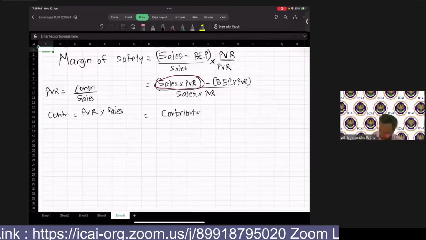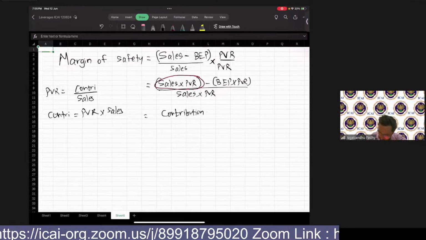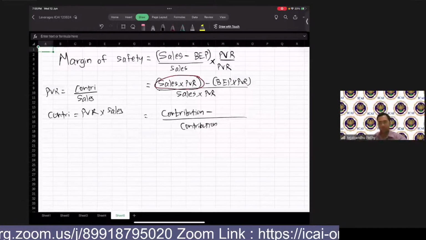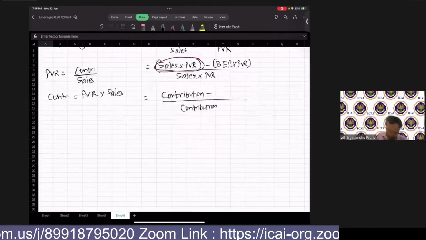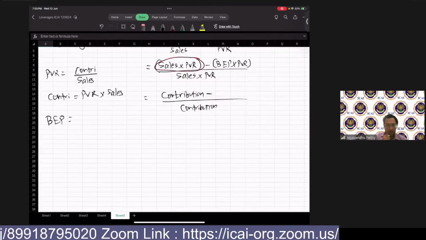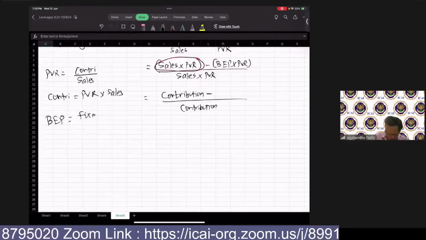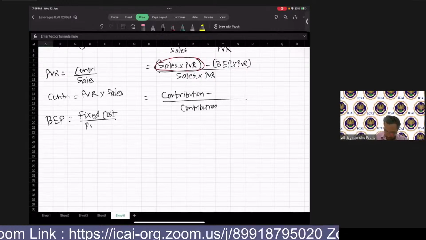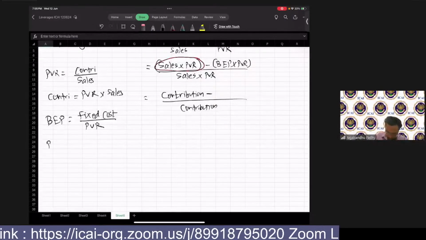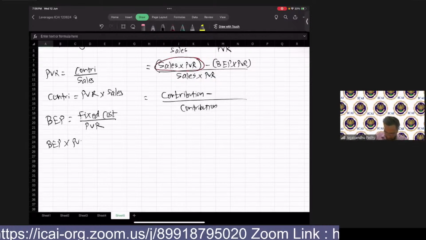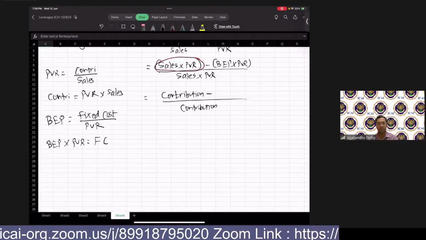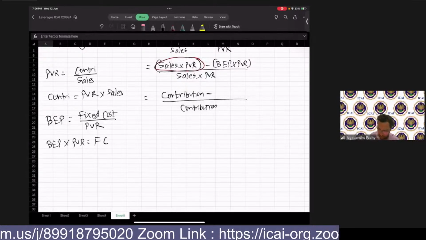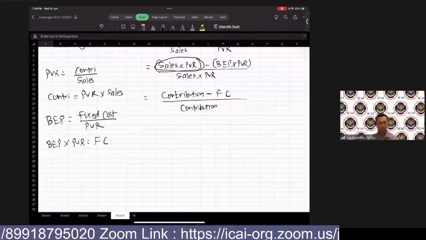This contribution, and even the denominator part is going to be contribution. Break-even point is the sales level, right? And you know that break-even point in costing, you might have learned, is computed as fixed cost divided by PV ratio. If you multiply break-even point with PV ratio, that's going to give us the fixed cost, right? Break-even point multiplied by PV ratio is what we call fixed cost.